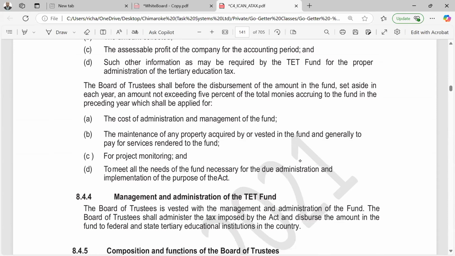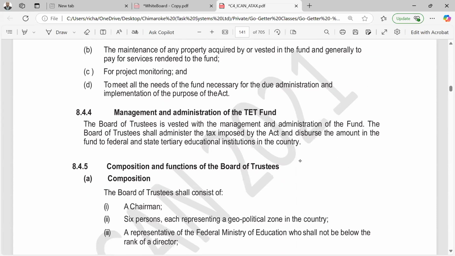But what you should know here is that after collecting this tax, the cost of administration and management of the TET fund, as a percentage, is usually deducted from the total sum. Then the remainder of the sum, they are now using it to fund the tertiary education sectors, which we have the universities, the polytechnics, and the colleges of education.